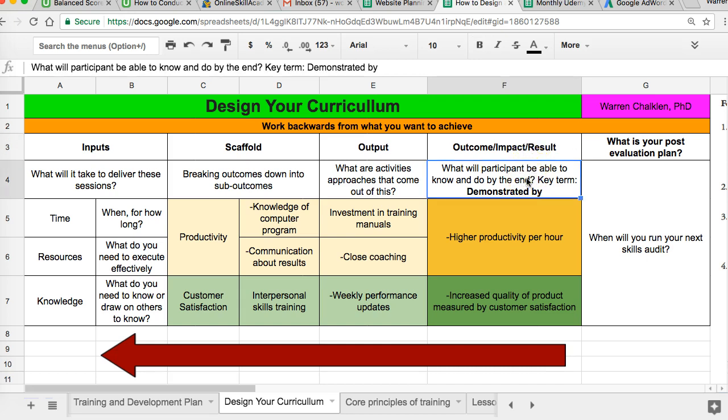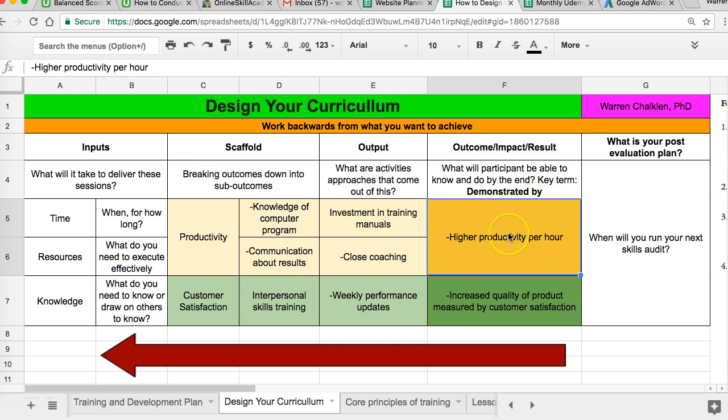What will the participant be able to know and do by the end of the session? So a key term is "demonstrated by." The key thing to think about is, will someone be able to demonstrate higher productivity per hour? And will we be able to demonstrate a higher quality product measured by customer satisfaction? So it's not so much that people know things, it's that people can demonstrate that knowledge or demonstrate that skill. And that's really, really important.